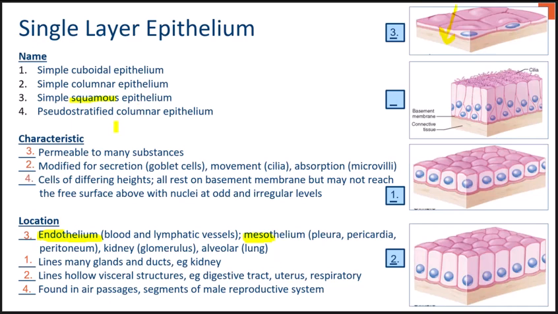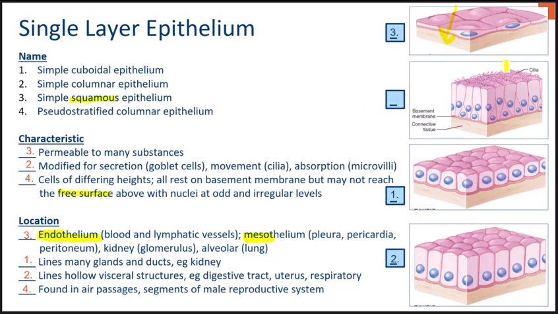And then finally, we have pseudo-stratified columnar epithelial tissue. This is the fake multi-layered tissue. It's actually just one layer. And when it comes to its appearance, the cells are of differing heights, which gives it the appearance that there are multiple layers. But as I mentioned to you, all will rest on that basement membrane, but they won't all necessarily reach the free surface.